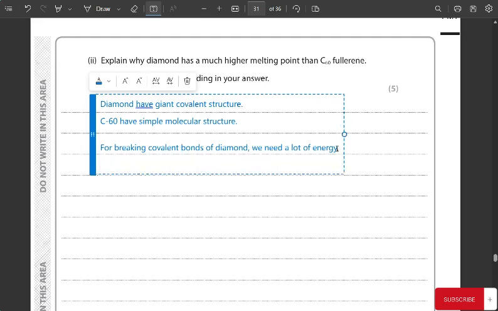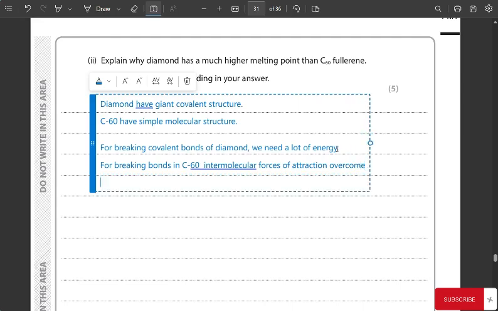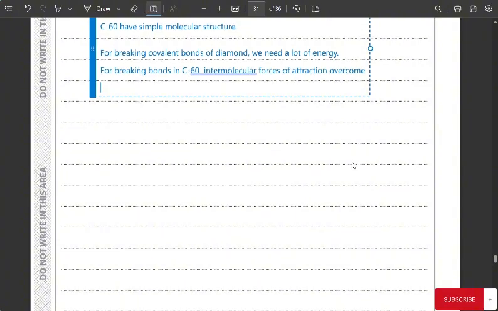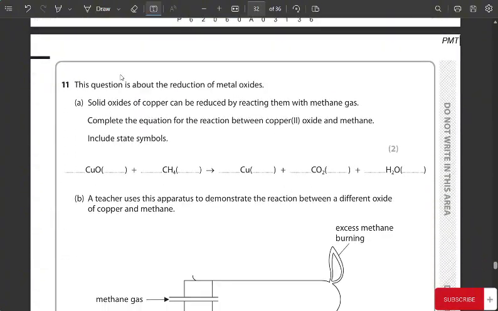And for breaking bonds in C60 fullerene, intermolecular forces of attraction are overcome. And that's 5 marks.